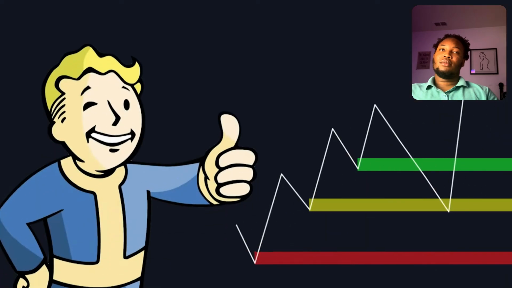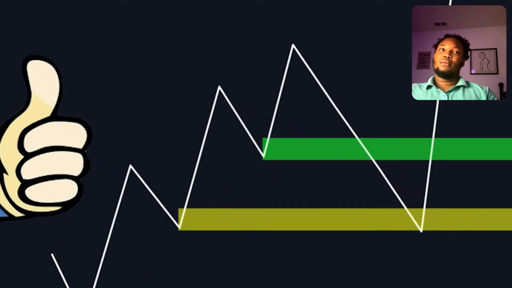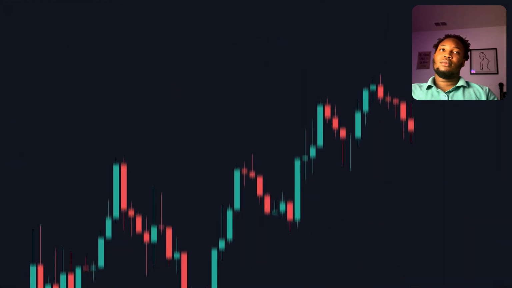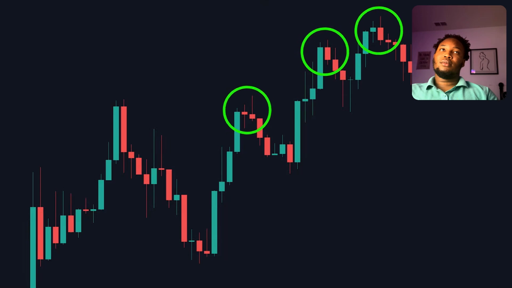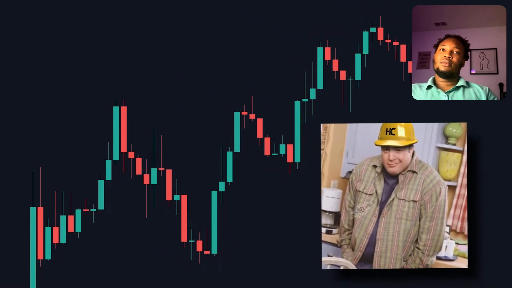Okay, let's go back to the video to a real life example using the strategy I just taught you. So here on this chart, we have a simple uptrend. We have higher highs and higher lows. During this uptrend, the chart made multiple zones we could potentially buy from.